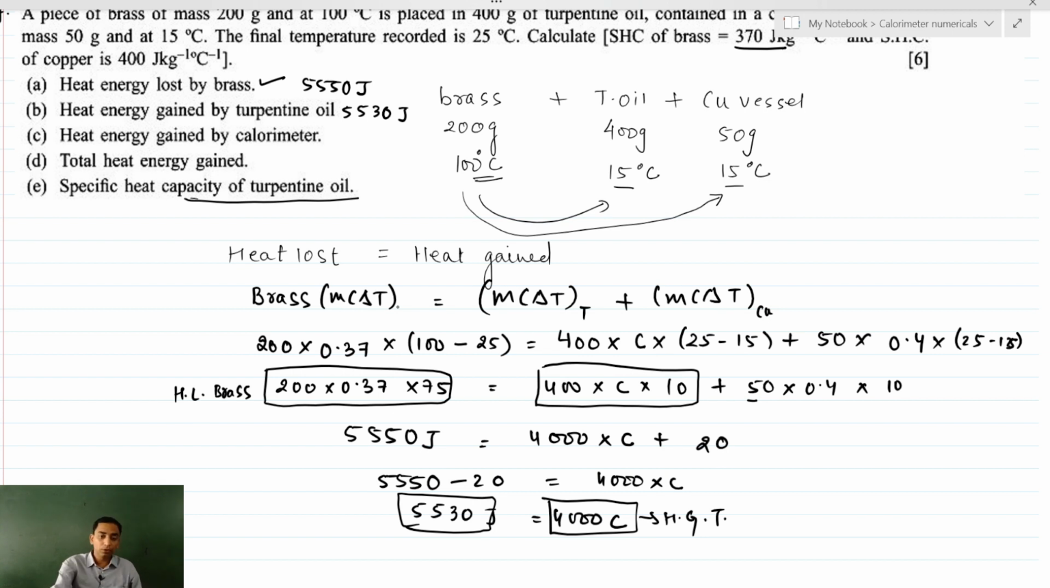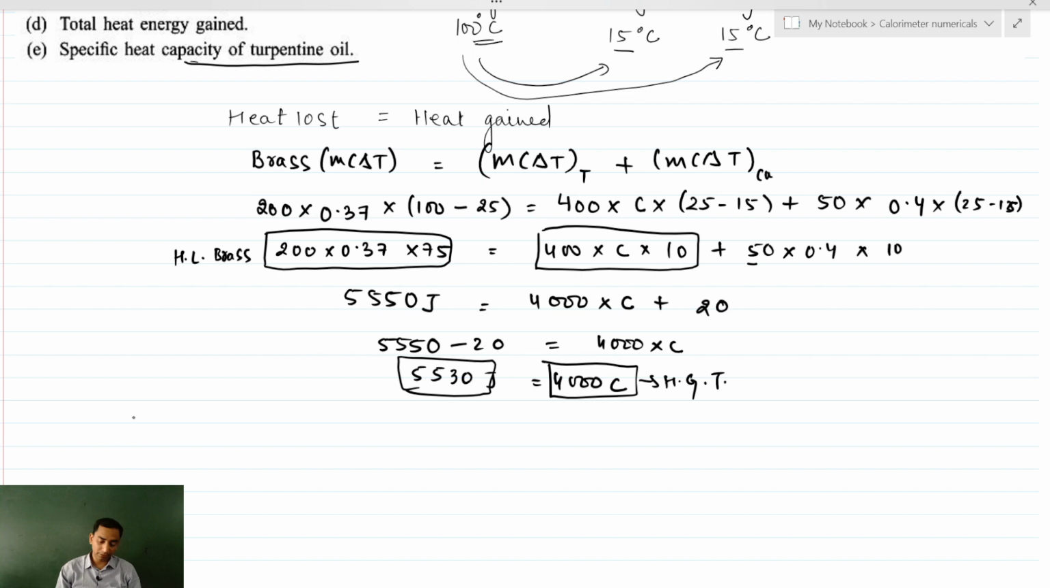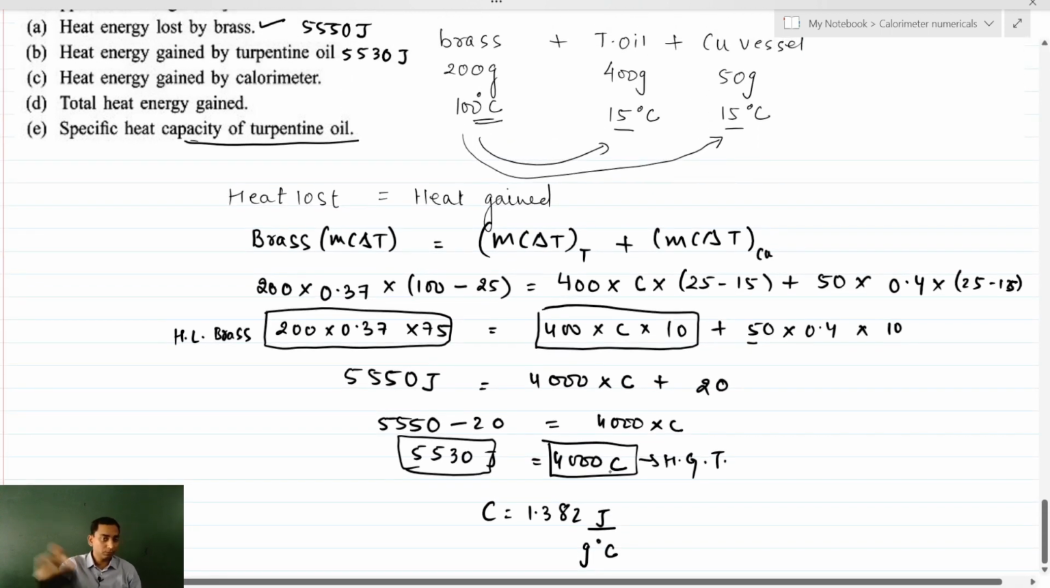From here you can also find the specific heat capacity by simply dividing 5530 by 4000, that is 1.382. So the specific heat capacity is 1.382 joule per gram per degree Celsius, because now everything is in grams, so we would be getting that answer. So we have simultaneously solved A, B, E and actually D also.